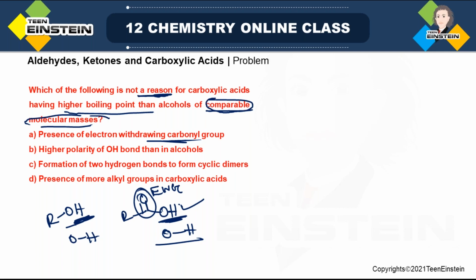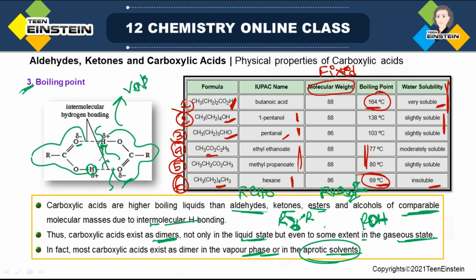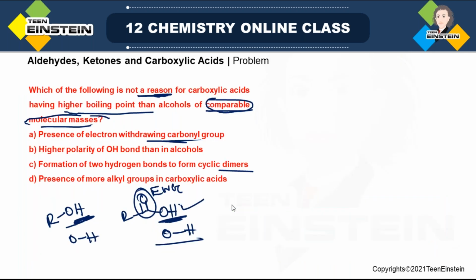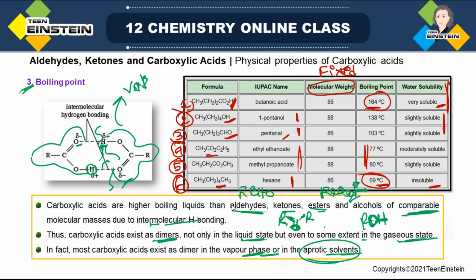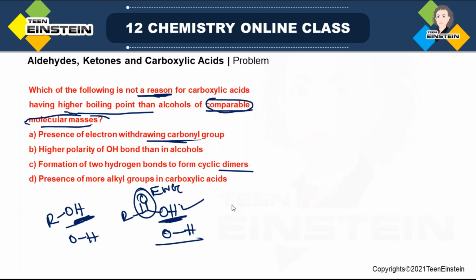The third point, formation of two hydrogen bonds to form cyclic dimers. Now we have already seen cyclic dimer formation, as you can see in this slide, intermolecular hydrogen bonding between two carboxylic acids. So from both sides there is hydrogen bond formation going on. You are getting a cyclic type of structure, right? Which is very stable, a ring type of structure. So this is also a reason why they are having higher boiling point. So A, B, C all are basically the correct reasons.